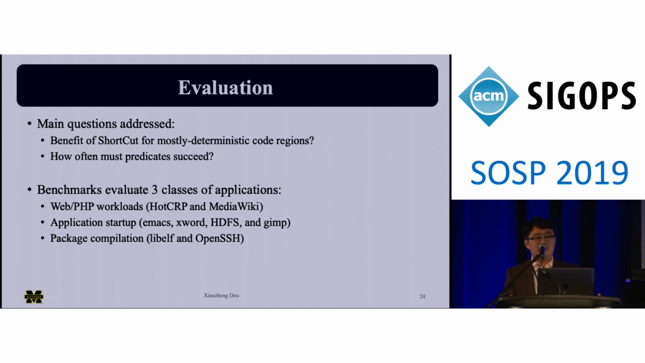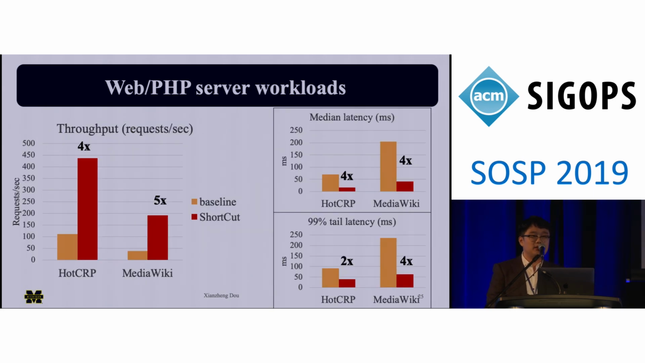So now let's look at what's the evaluation result for ShortCut. Specifically, we consider two questions: what's the benefit for it to accelerate mostly deterministic code regions, and what's the cost for predicate failures. In the evaluation, we have 3 benchmarks. The first benchmark is 2 workloads for 2 websites.